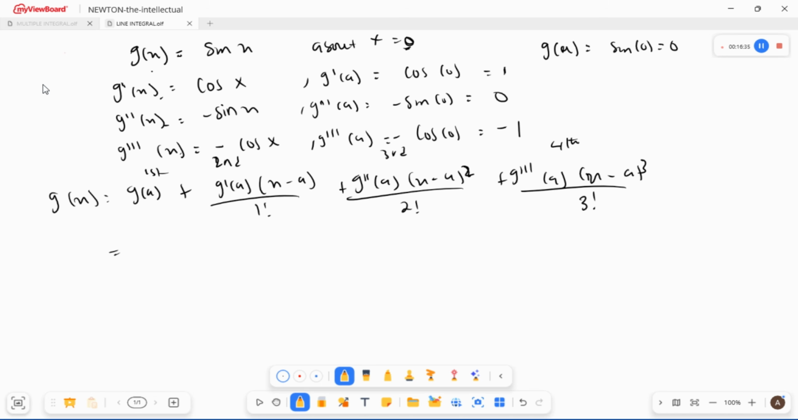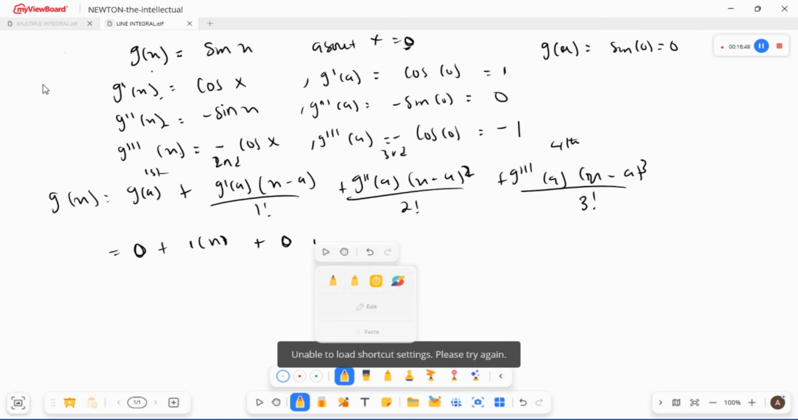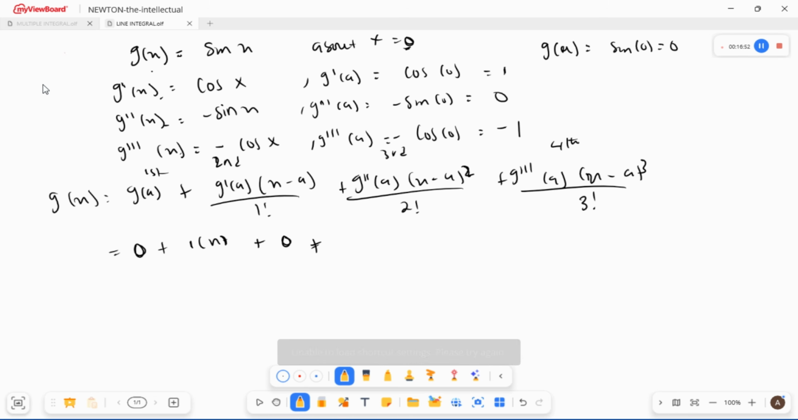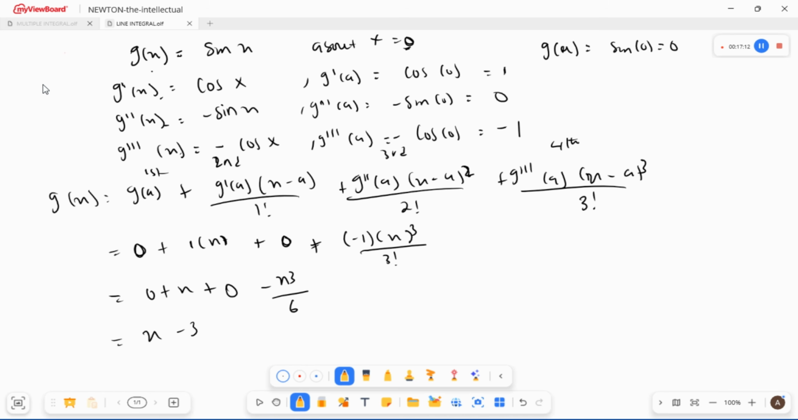So g of a is 0, then plus g prime of a, which is 1, multiplied by x minus a, which is 0. So this is just x. Then we have plus g prime prime of a, which is 0, multiplied by everything will just give us 0. Then we have the last one, which is going to be plus g prime prime prime of a, which is minus 1, multiplied by x minus a, which is x minus 0, which is x cube, then everything over 3 factorial. So here we're going to be having 0 plus x plus 0. Then here we are going to have minus x cube over 3 factorial, which is 6. So that means our final answer is going to be x minus x cube over 6. Very, very simple stuff.